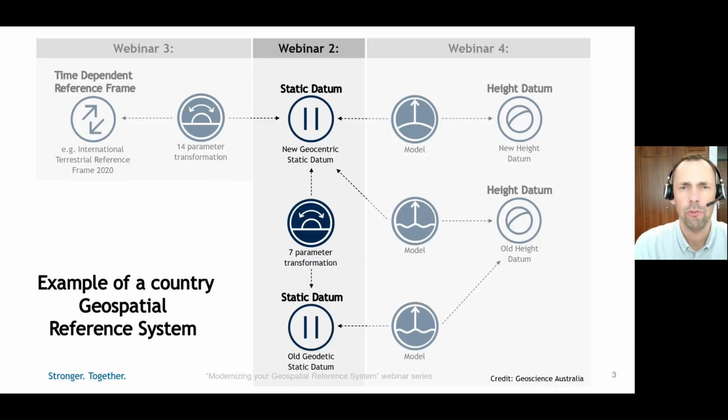In this graphic, you see the different elements of a geospatial reference system. After the introduction to the topic in webinar part 1, today we will have a look at the static datum, here highlighted in the middle part of the graphic. The static datum is connected also to other parts of the geospatial reference system, like the time-dependent reference frame, which will be covered in webinar part 3, here on the left, and the height datum on the right, which will be covered in webinar part 4.